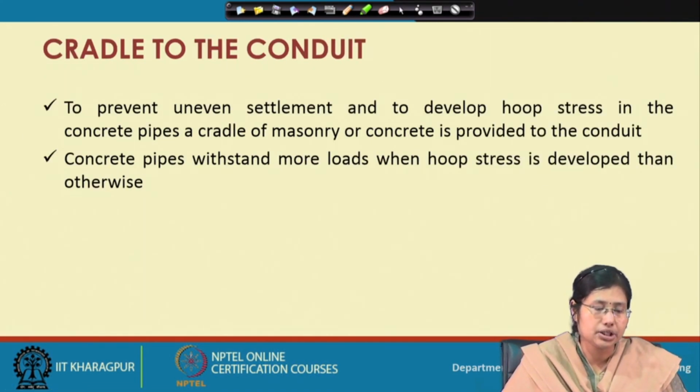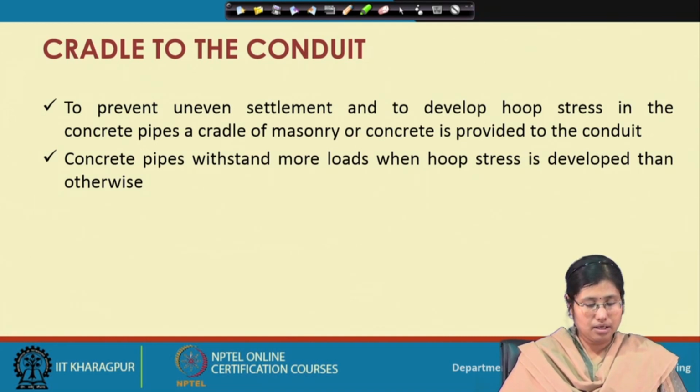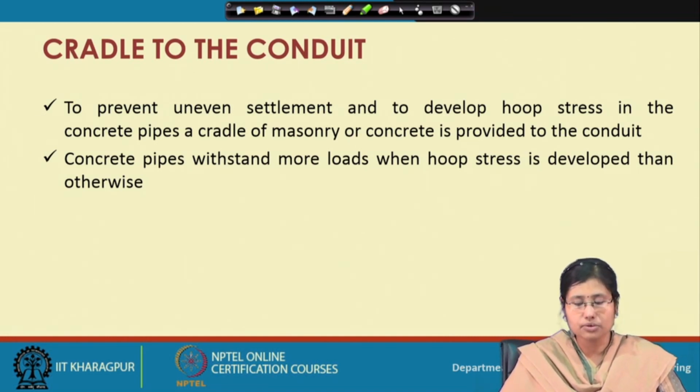Now, the cradle to the conduit. To prevent uneven settlement and to develop hoop stress in the concrete pipe, a cradle of masonry or concrete is provided to the conduit. Concrete pipes withstand more loads when hoop stress is developed than otherwise. So, the cradle is provided so that hoop stress is developed in the system.